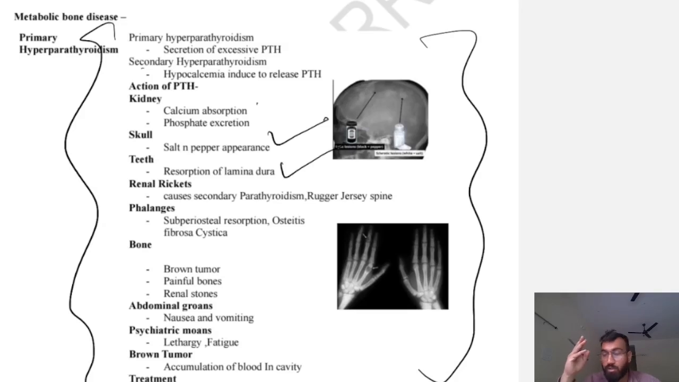So what will it cause in bone? Because it is hyper PTH, in the skull it causes a salt and pepper appearance, and in the tooth it causes resorption of lamina dura. In phalanges it causes brown tumor. Okay, so these are subperiosteal bone resorption. So these are the features of hyperparathyroidism. So it could be primary or secondary. Primary is due to a cause in the parathyroid, and secondary is due to hypocalcemia.